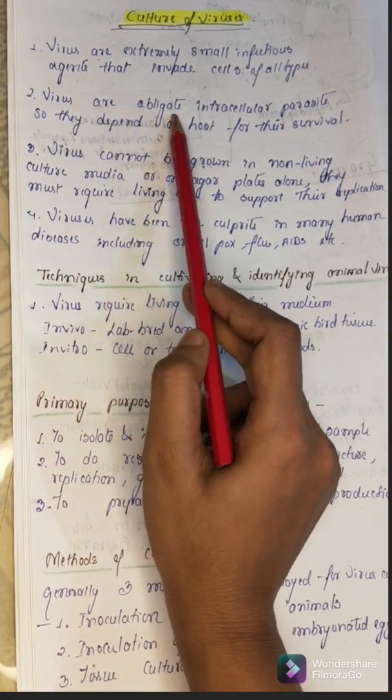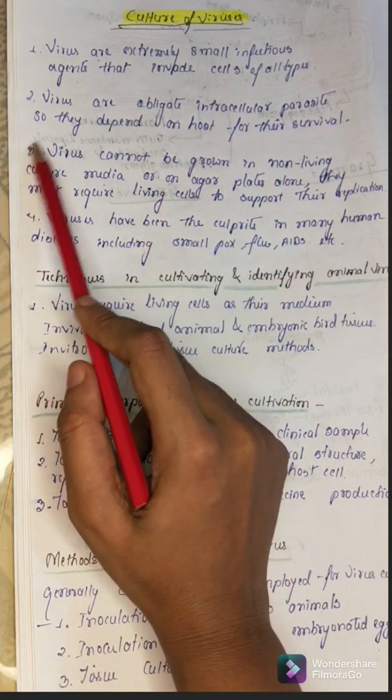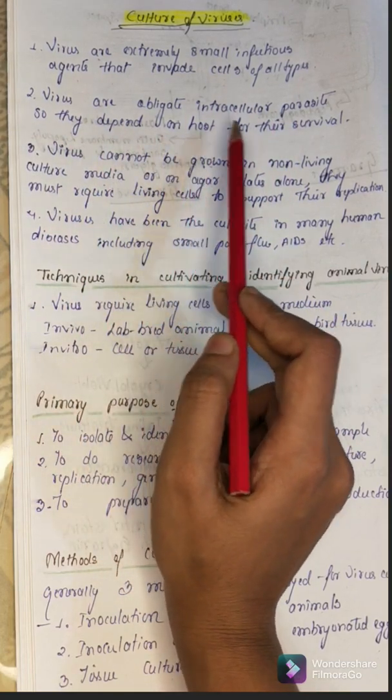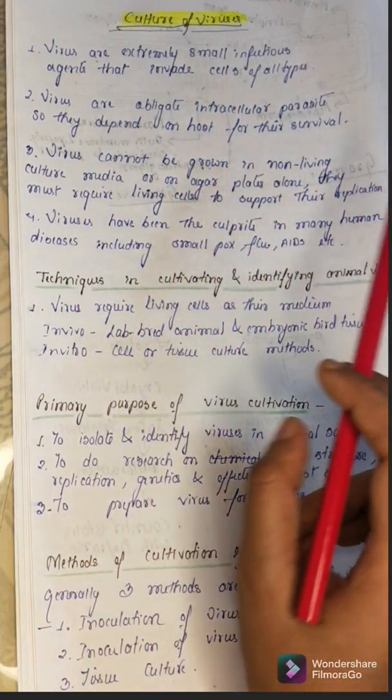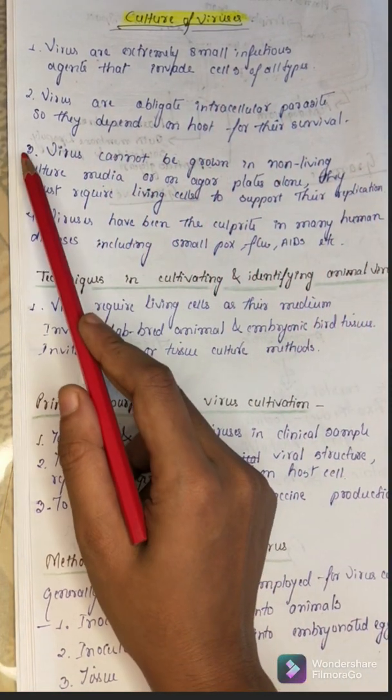Number 2, viruses are obligate intracellular parasites, so they depend on a host for their survival. They will always need a host for their survival and multiplication.